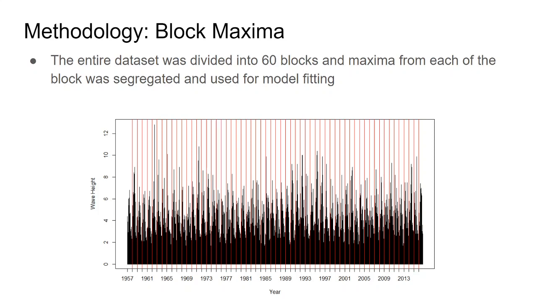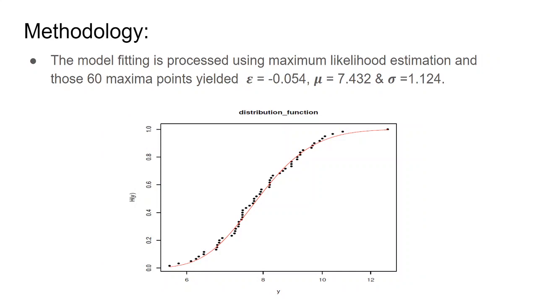The data of the maxima from each block were then modeled with the GEV distribution, and we used maximum likelihood estimation to yield the values of epsilon, mu, and sigma for this GEV distribution. The value we got for epsilon was minus 0.054, mu came to be 7.432, and sigma came to be 1.124. As we discussed earlier, the epsilon value is negative.